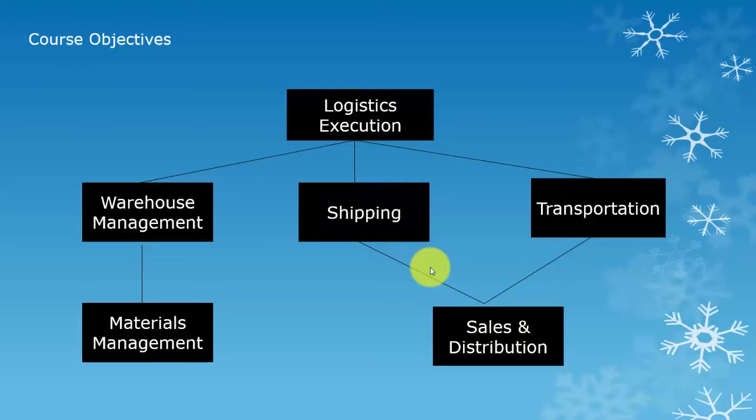There are a few parameters which are linked with logistics execution. The first one is warehouse management, wherein you are keeping the stocks in your warehouse, which is directly linked with the materials management module. And the other two areas are shipping and transportation, which are a part of sales and distribution.